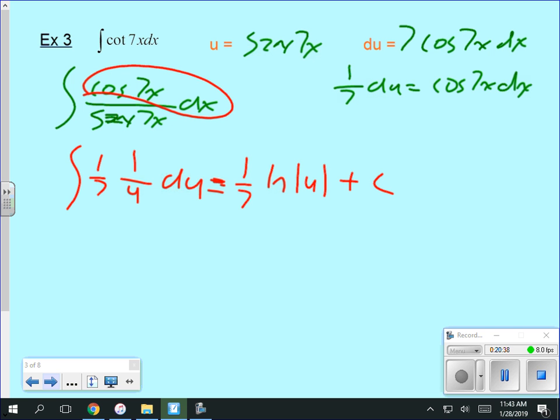Now I know I'm okay as long as u is not 0. Because you can't take the natural log of 0, and you can't take the natural log of a negative. But the absolute value handles that part of the antiderivative. Now, am I done? No, because what did I start with? X. I have to have x for my final answer. Oops, cosine, yeah. Sine of 7x plus c.